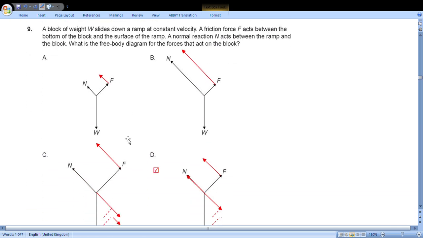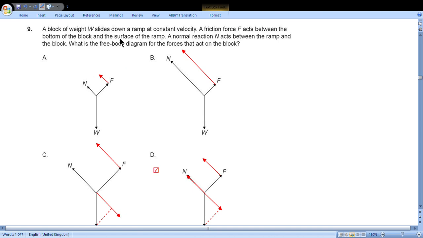Okay. Question 9. A block of weight W slides down a ramp at constant velocity. Friction force F acts between the bottom of the block and the surface of the ramp. A normal reaction acts between the ramp and the block. What is the free body diagram for the forces that act on the block?